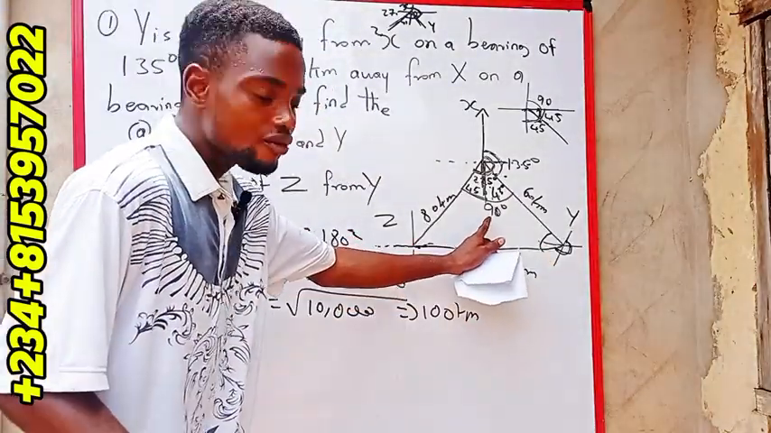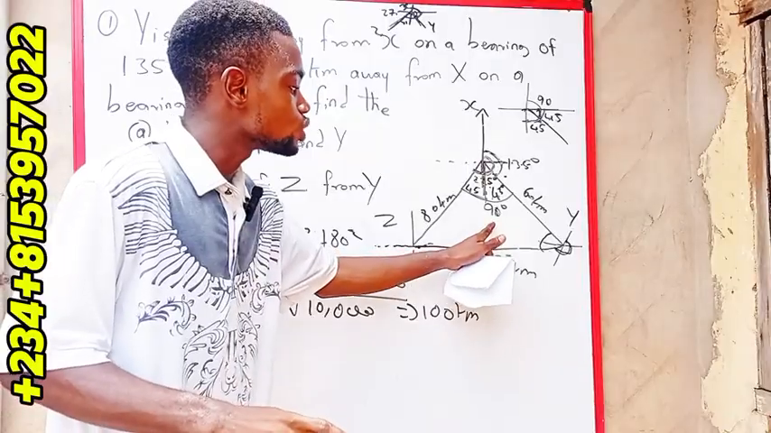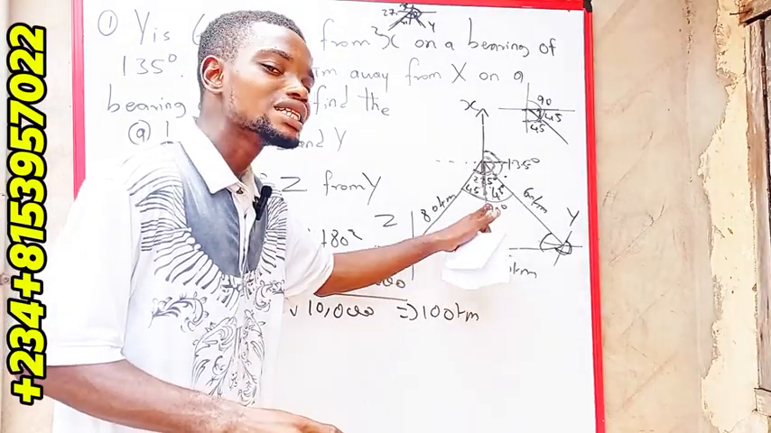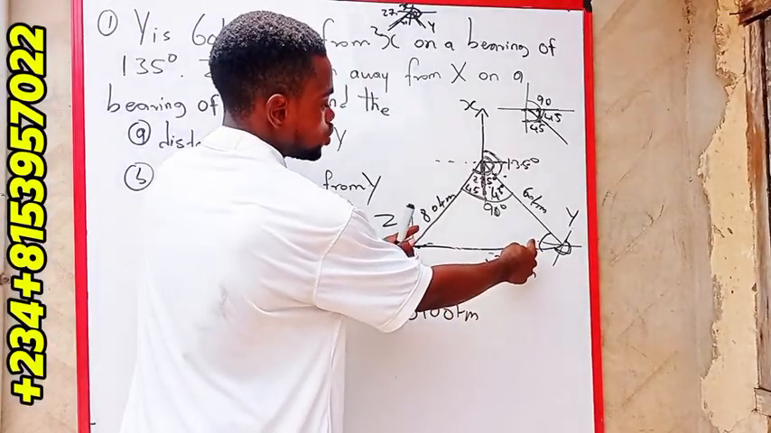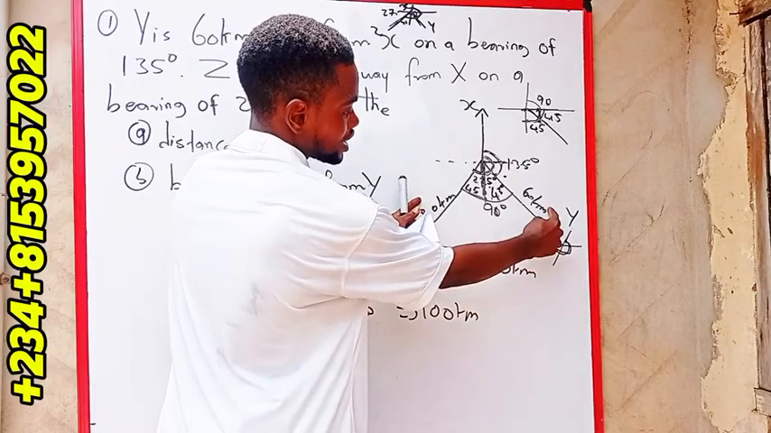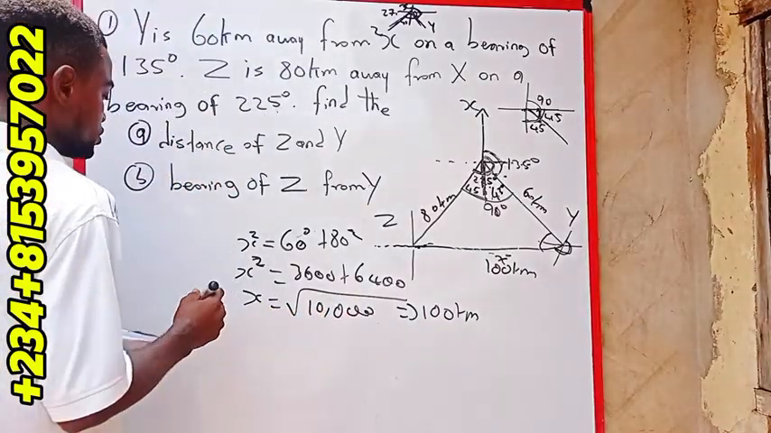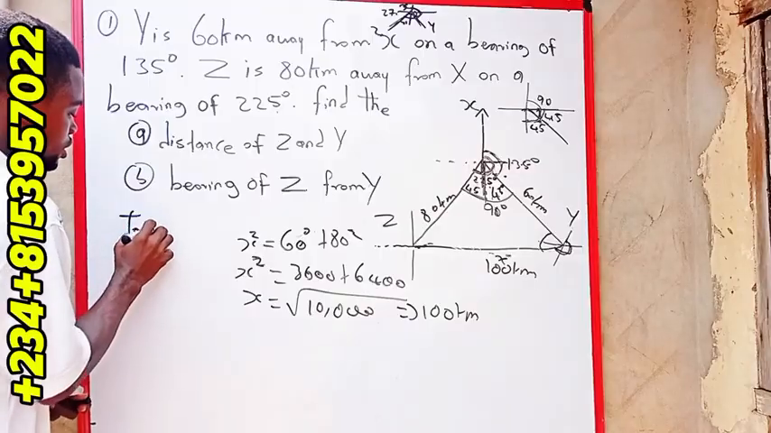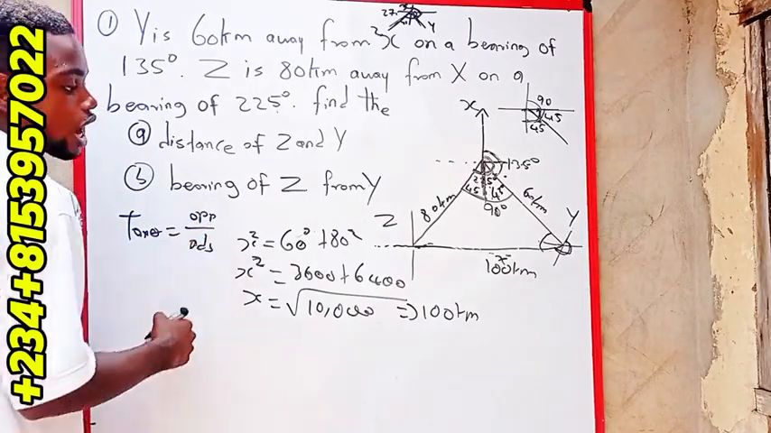Now, because we have angle 90, without wasting much time, we're going to use tan theta. Tan theta is equal to opposite over adjacent. So that tan theta, then put it here. Tan theta is equal to opposite over adjacent. Now, what is the opposite?